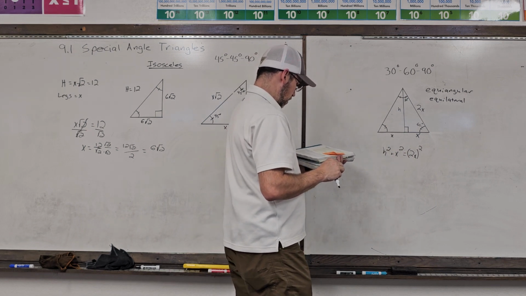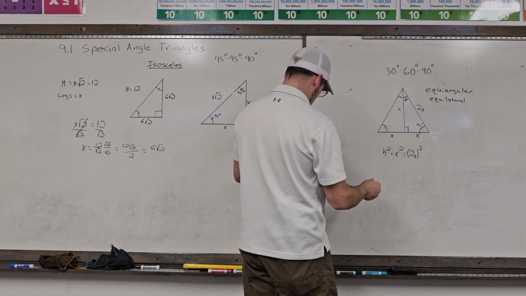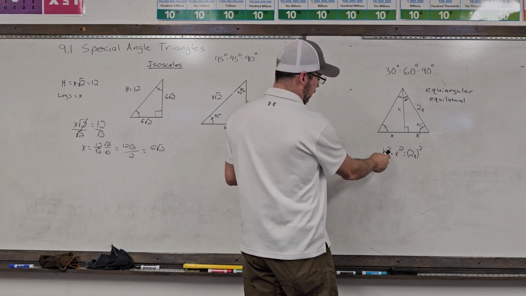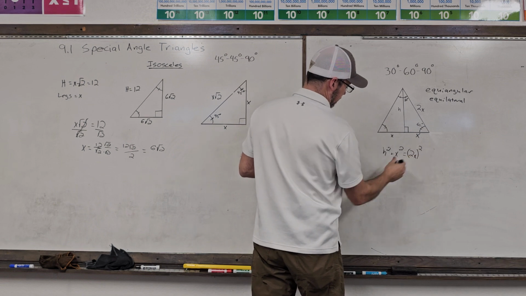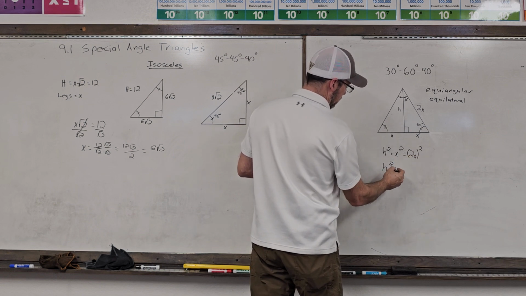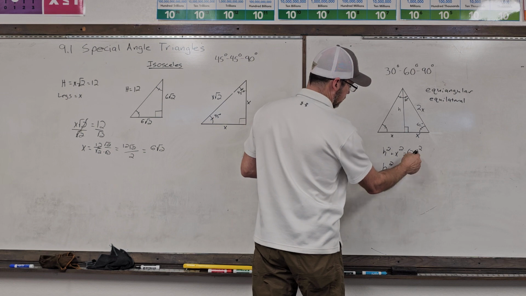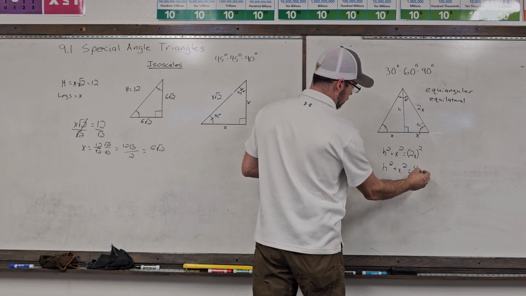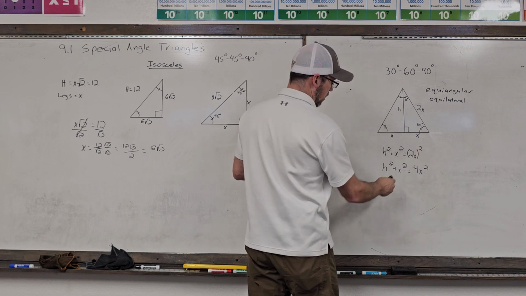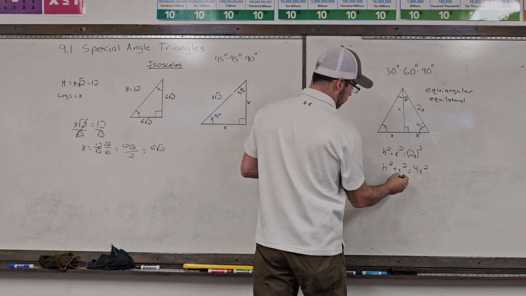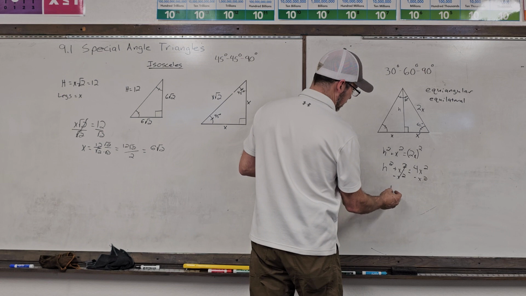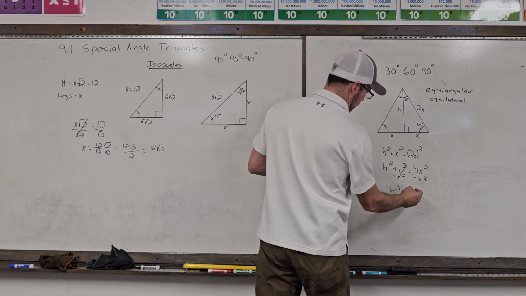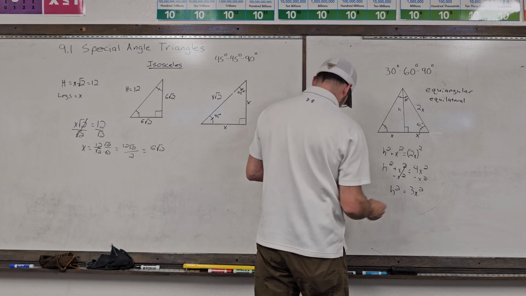So I'm going to solve for H. I want to get that length, so I'll simplify that side. I get H squared plus X squared equals 2X squared, which is 4X squared. I need to subtract this X squared from both sides so it cancels out, and I get H squared equals 3X squared.